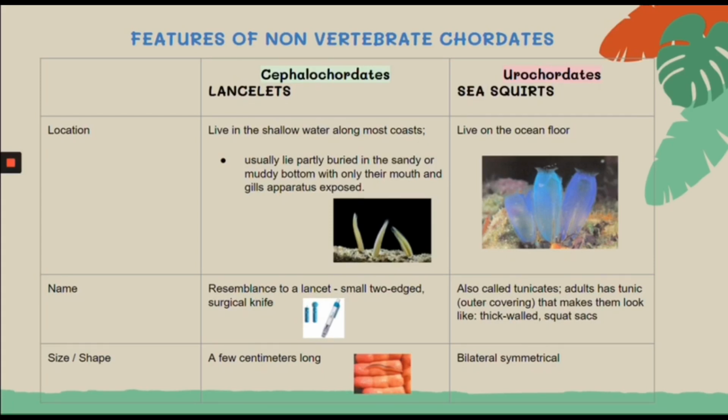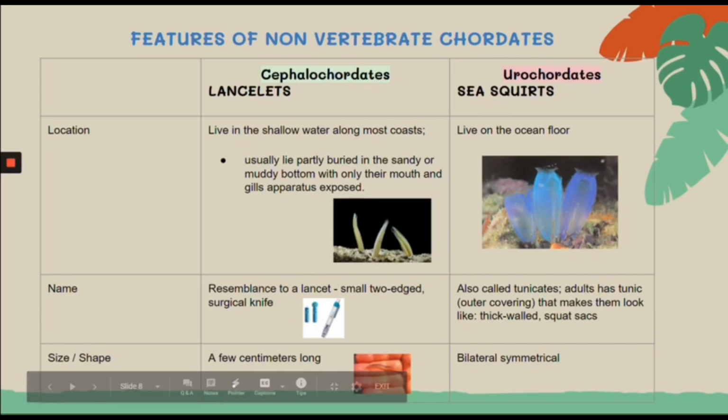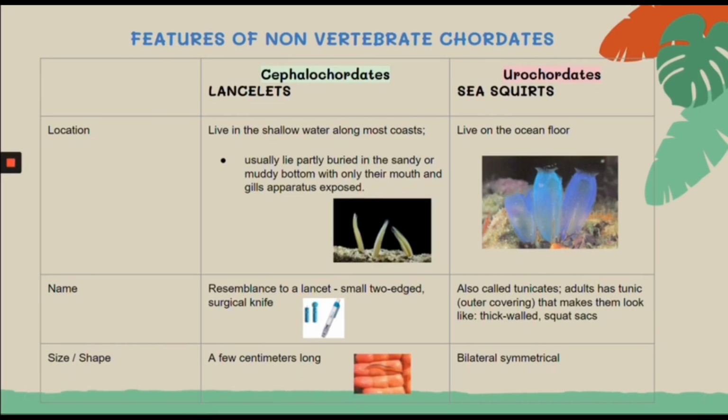The name of lancelet resembles a lancet, which is a small 2-edged surgical knife. It looks like this, while the sea squirt is also called a tunicate. This is because the adult sea squirt has a tunic, which is the outer covering that makes them look like thin-walled squat sacs. Lancelet is only a few centimeters long. As you can see in this picture, it is even smaller than the length of our finger. A sea squirt has a bilaterally symmetrical shape.